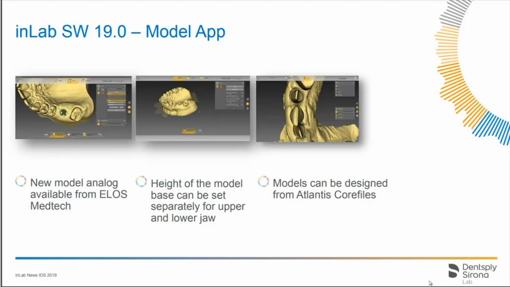In the inLab Software 19 model app, we used to have only one model analog available. That was the NT Trading DIM analog. Now we have another model analog we can use as well. It's called the ELOS.